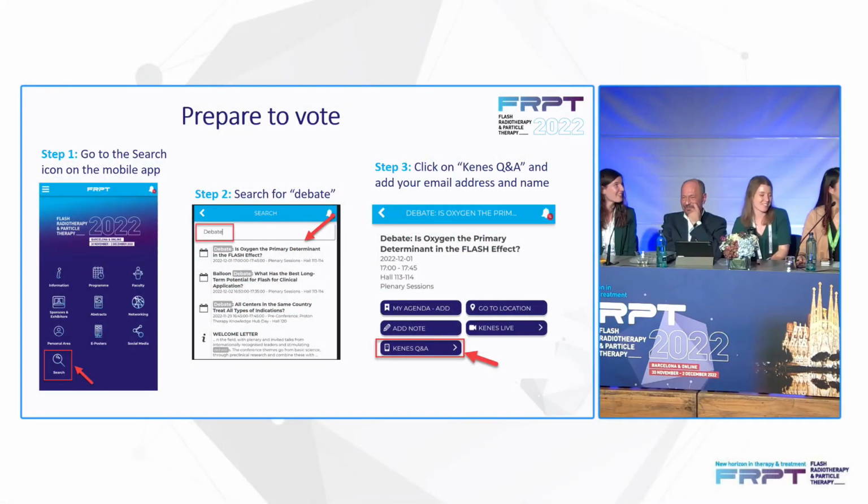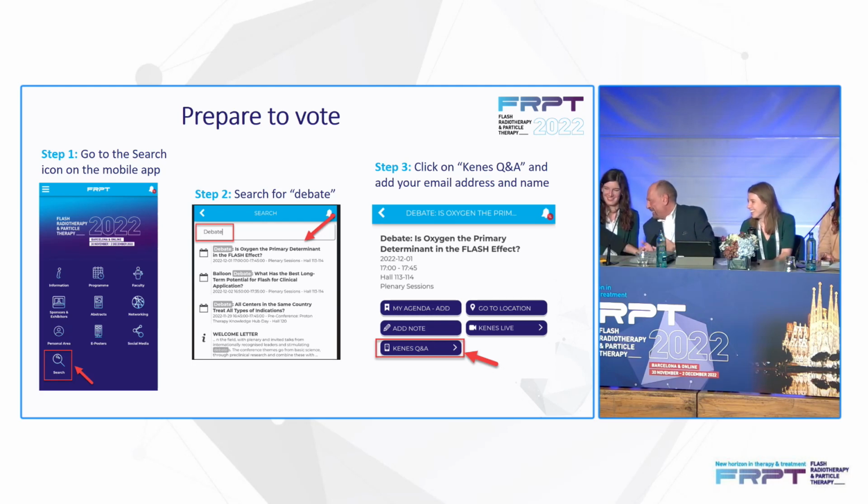Okay, so now is the time for everybody to open their apps. If we could get the instructions back up, please. Thank you. Everyone online can also participate in the vote. Please take a few moments and vote on whether you believe oxygen is the primary determinant in the FLASH effect.